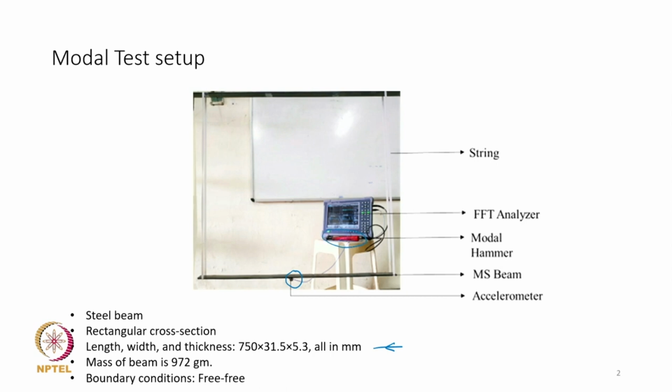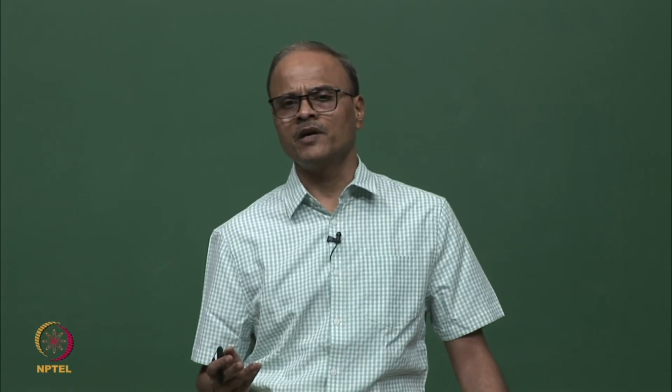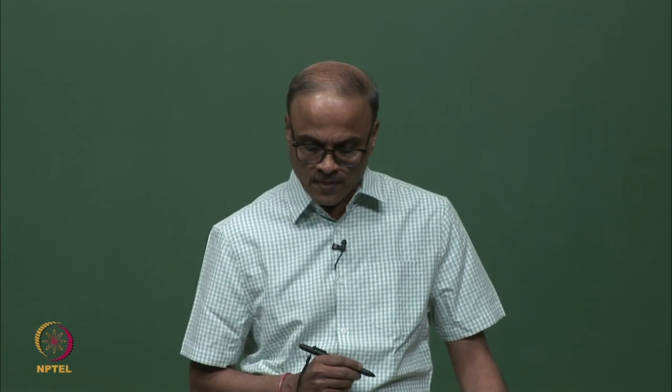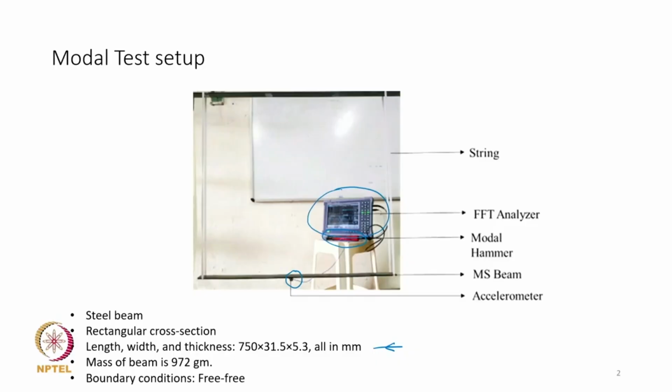And then the output of the accelerometer and the hammer are fed to an FFT analyzer. You can see this is the FFT analyzer here. We require at least 2 channels in the FFT analyzer because we have 2 measurements, and the frequency response function measurement requires at least 2 channels. So it is a dual channel measurement. Let us go to the next slide.